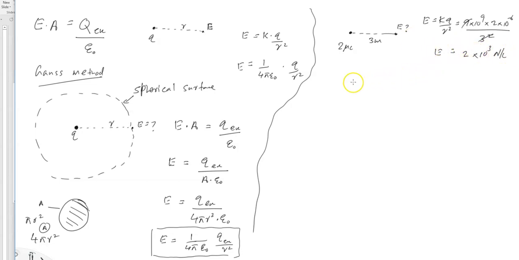Now let's use Gauss's law. Here's the charge, 2 microcoulombs. We need to find the electric field at 3 meters. So we take this point and draw the Gauss sphere, the Gaussian surface. And then we write E times the area of the Gauss surface equals charge inside over epsilon naught.